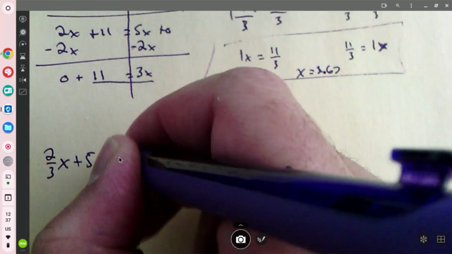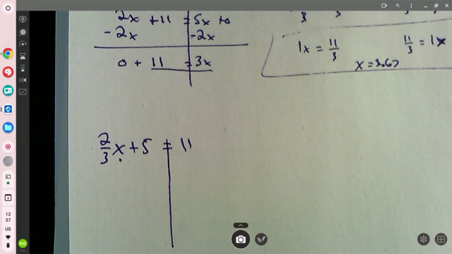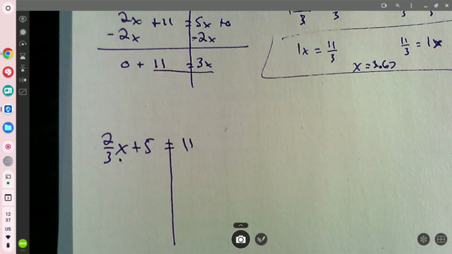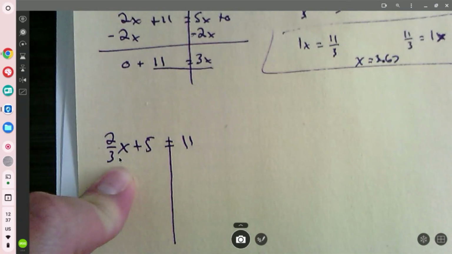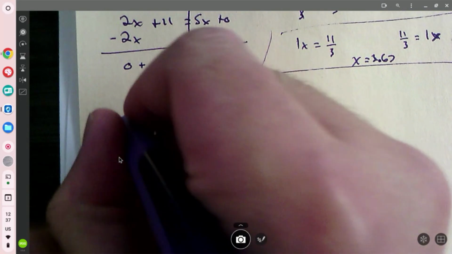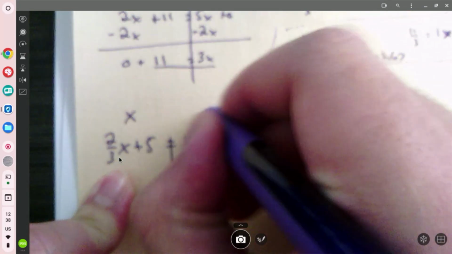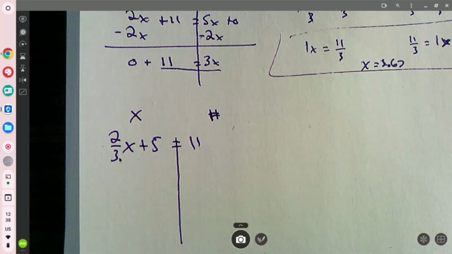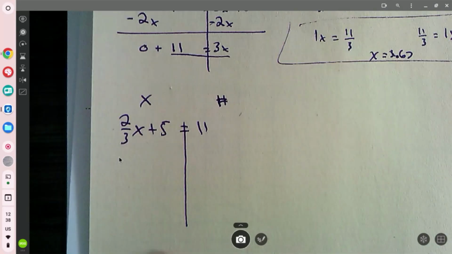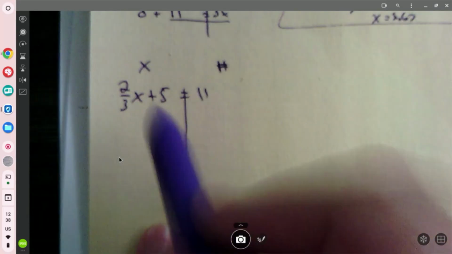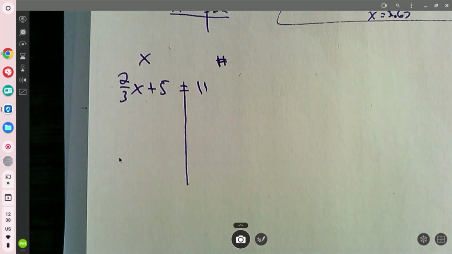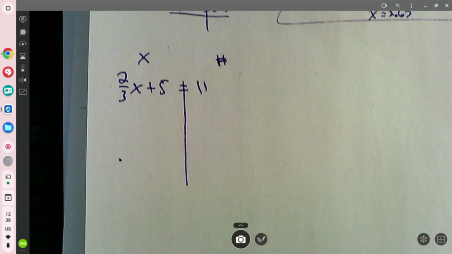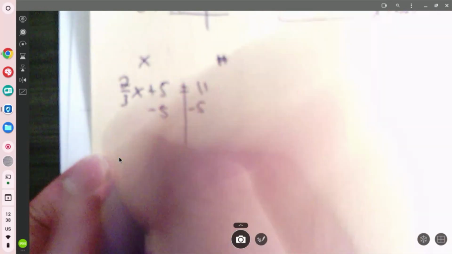Okay, so again, I need to pick my x's side and my number side. I see that my left side already has an x, so I'm going to pick that as my x side, and I'm going to make my right side my numbers. Since my left side needs to be only x's, I have a plus 5 that I need to get rid of. How do I get rid of a positive 5? Subtract it, doing the opposite on both sides.